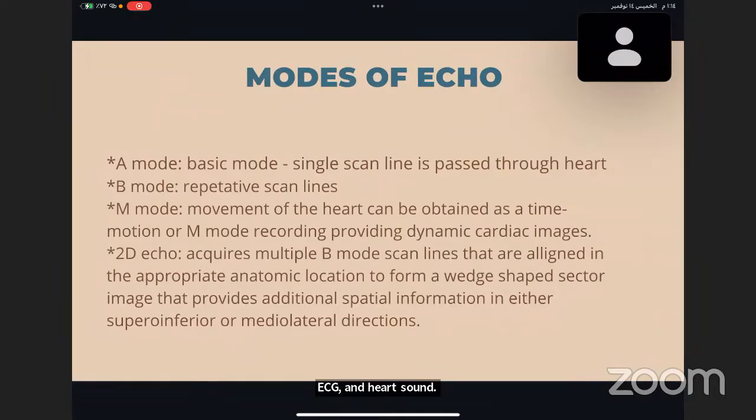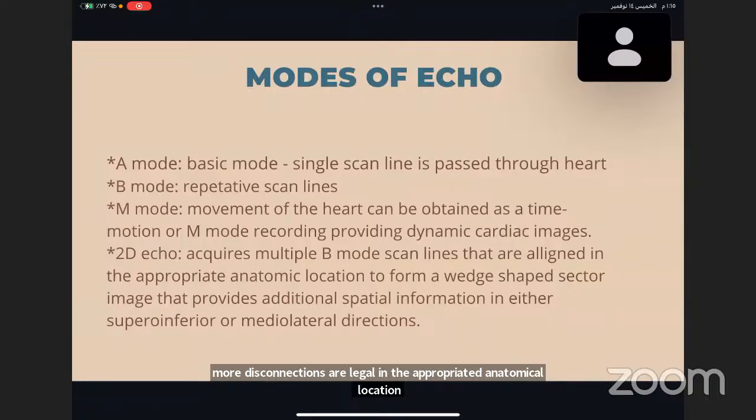Modes of the echo: we have A mode, the basic mode, a single scan line passed through the heart. B mode, repetitive scan lines. M mode, the movement of the heart can be optimized as a time motion, or M mode recording, to provide a dynamic cardiac image. 2D mode acquires multiple B mode scan lines aligned in the appropriate anatomical location to form a sector-shaped scan.